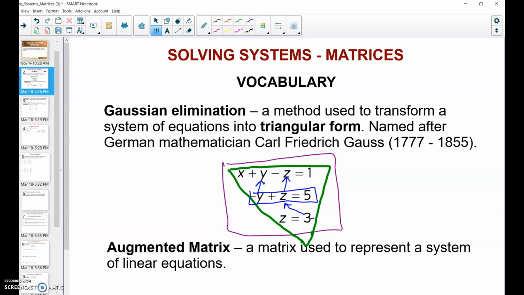So this is kind of like when we use that graphic organizer. We got one variable first, plugged it back into the equation with 2 variables, and then plugged it back into an equation with 3 variables. Same type of format, but we are going to focus on this triangular form, especially as we move into connecting those to matrices.